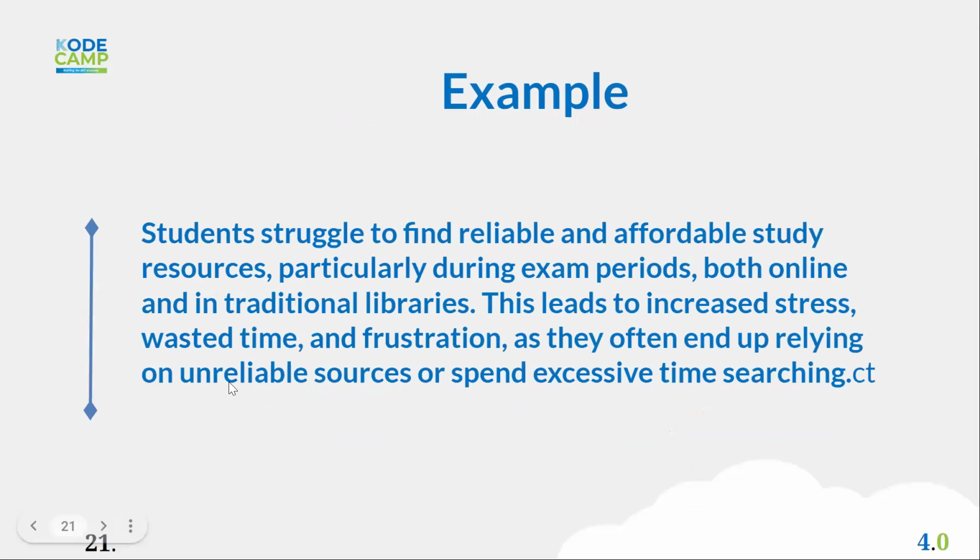So a good example: students struggle to find reliable and affordable study resources, particularly during exam period, both online and in the traditional libraries. This leads to increased stress, wasted time, and frustration, as they often end up relying on unreliable resources or spending excessive time searching. So can anybody break this problem statement into who, what, where, why, and how for me? If you can, just one person.